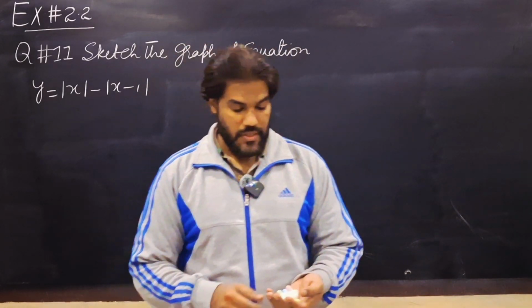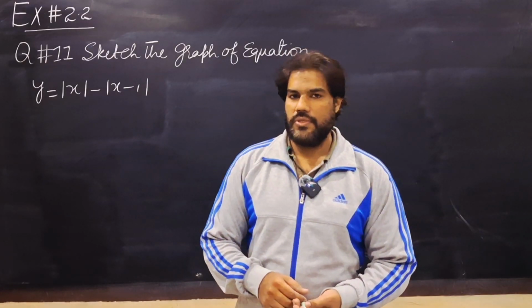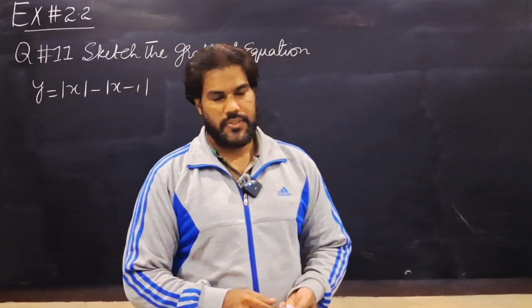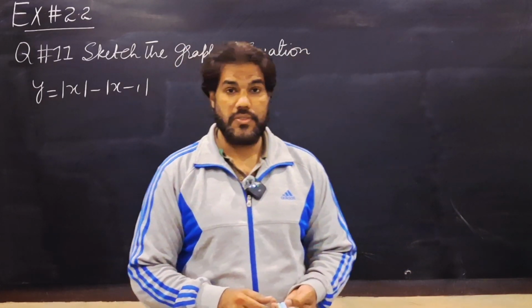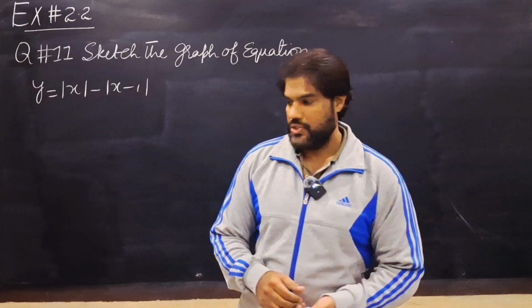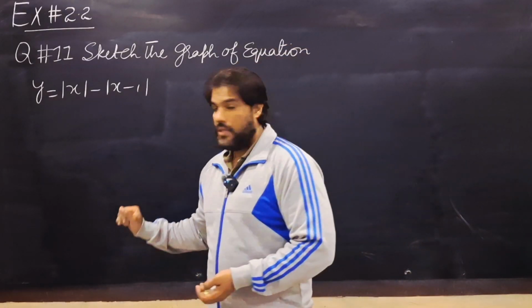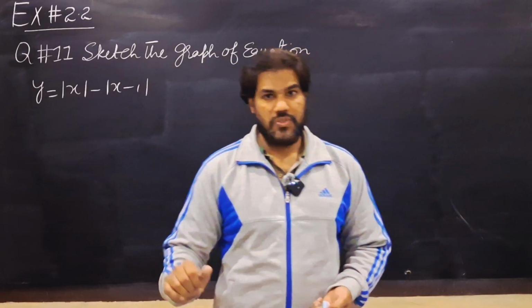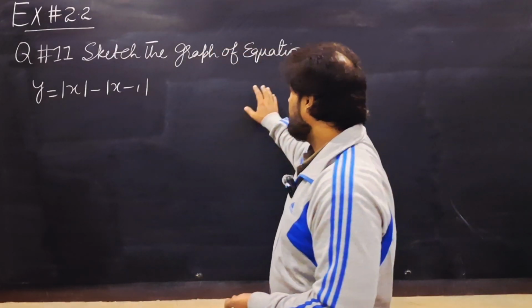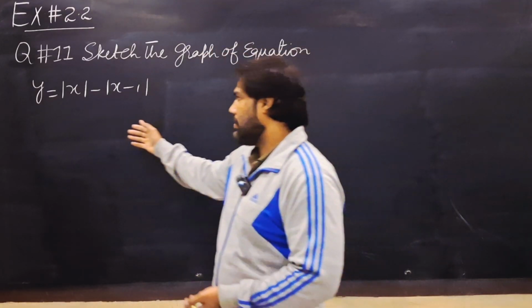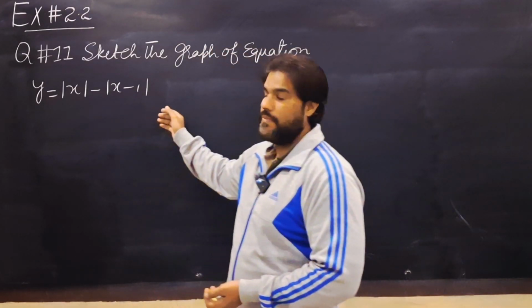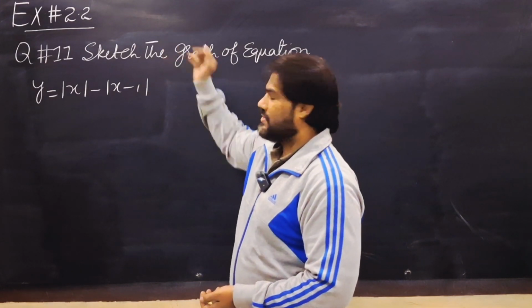Bartle. In today's lecture, we will discuss a very nice question, a single problem, question number 11. The statement of this question is: sketch the graph of the equation y equals |x| minus |x minus 1|. This question is from exercise 2.2.